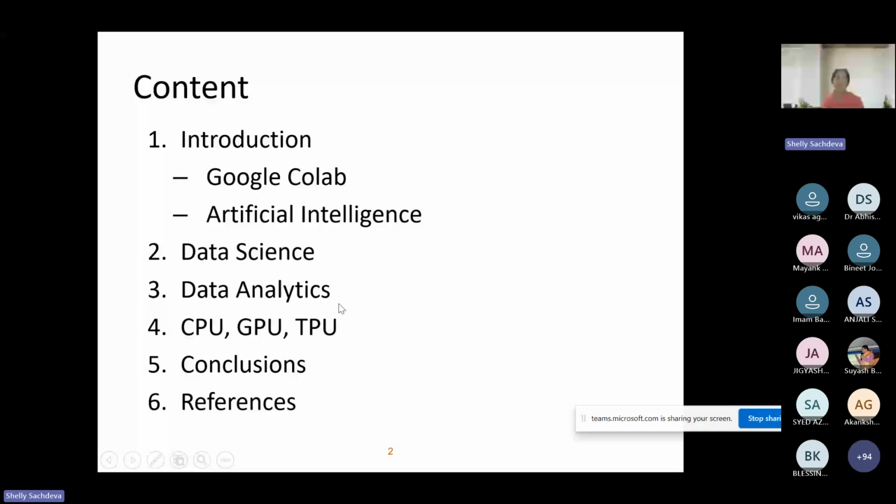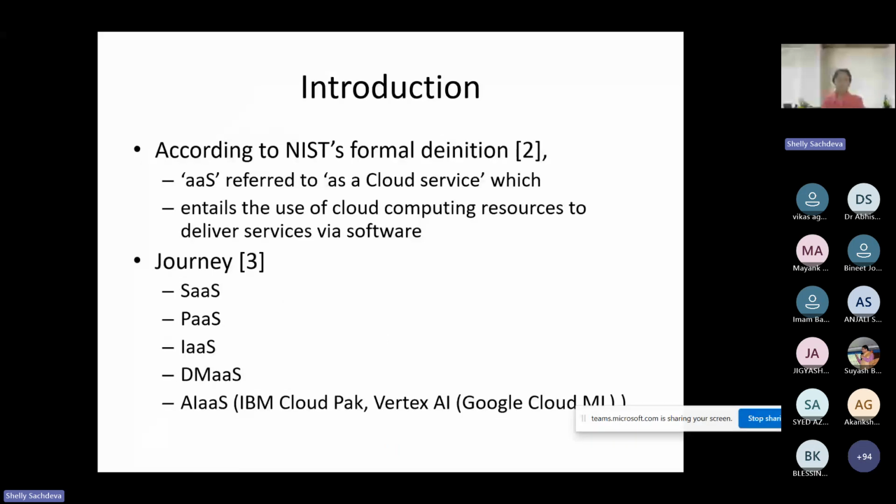According to NIST's formal definition, I'll start with AIaaS. What does this terminology stand for? Artificial intelligence as a service. It was predominantly popular during the era the cloud came into existence, and we had a journey where we started with software as a service, further moved on with platform as a service, then infrastructure as a service, then data management as a service, and finally now we even have artificial intelligence as a service. So this is a cloud service, right?